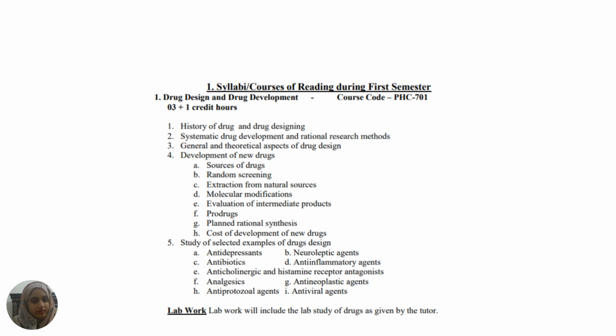Lab work includes the lab study of the drugs as given by the tutors. So these are the topics which include the 3+1 credit hour, and it includes the five most general topics, and it also goes with the research for lab work.